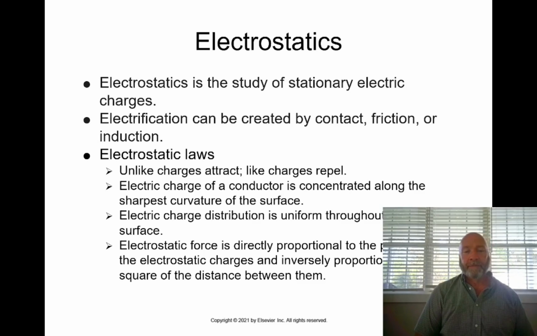So electrification can be created in three different ways, really. We talked about one, and that was friction. You slide across the carpet or the upholstery, and you pick up electrons. That is electrification by friction. And then you've got contact and induction. Contact would be where two things come together, and you've got more electrons here than what you have on the other side.